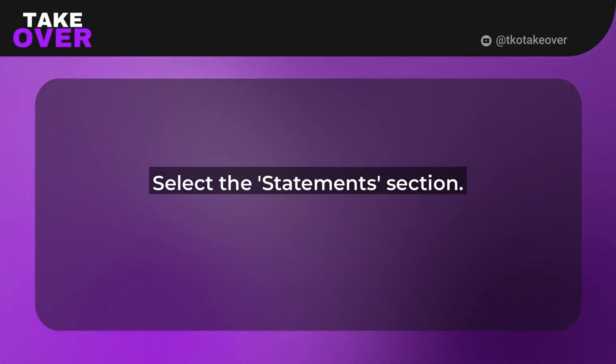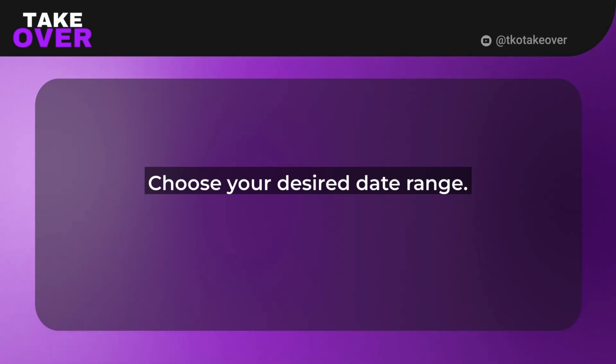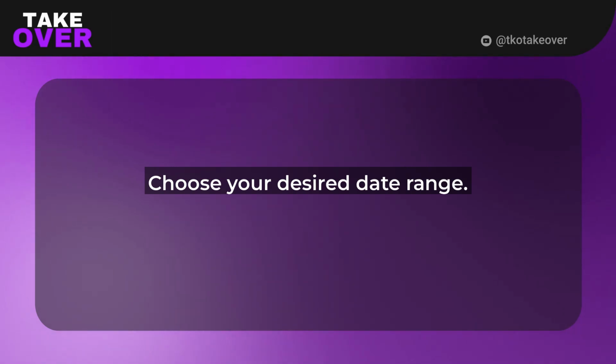Select it, and you'll be prompted to choose a date range for your statement. Pick the period you're interested in, whether it's the last month, quarter, or a custom range. Once selected, hit View or Download. The app will generate a PDF that you can view in app or save to your device.